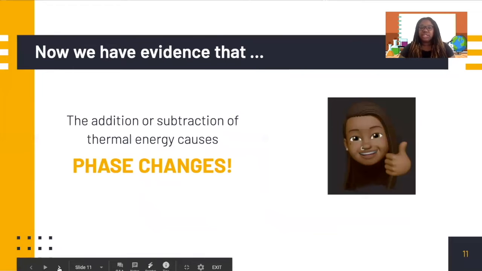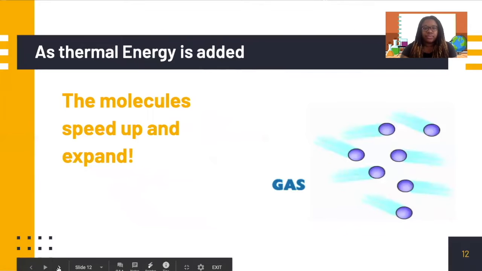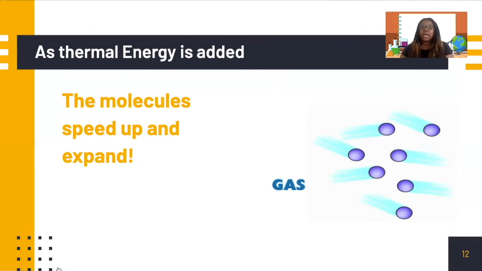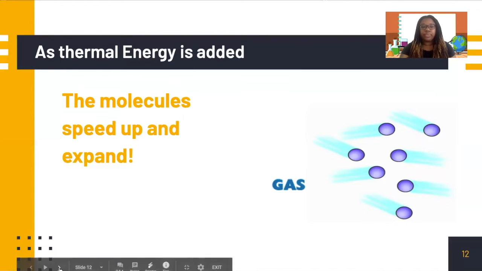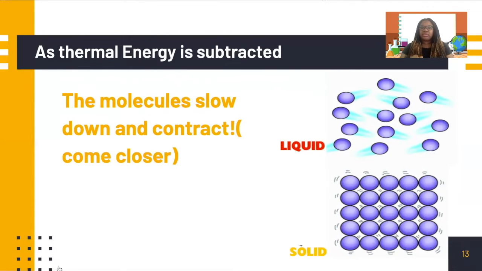So the addition and subtraction of thermal energy causes phase changes. So the phase isn't going to change if no thermal energy is added to it or subtracted from it. As thermal energy is added, like we said before, molecules speed up and they're further apart. And as thermal energy is subtracted, which means it cools down, then the molecules slow down and they become closer.